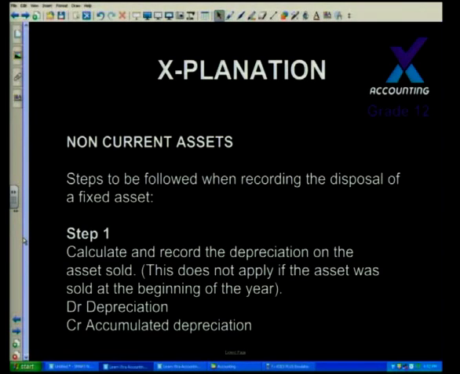In other words, any time your fixed asset leaves your business, that is going to involve the use of asset disposal. So let's look at the first step. We are going to need to calculate and record the depreciation on the asset that has been sold or otherwise disposed of. Please note that this does not apply if the asset was sold at the beginning of the year. The reason for that is that if you sell the asset at the beginning of the year, you would already know what its accumulated depreciation is, since depreciation is calculated at the end of every financial year.